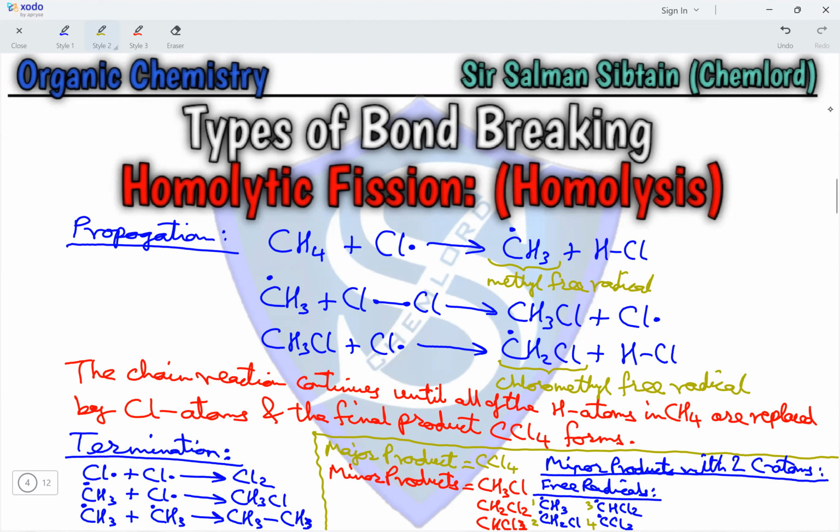Now, since we are going to make a lot of other minor products, instead of writing the product completely, I'm going to put them together in the form of the numbers that have been labeled to these radicals. So one of the products will be 1 and 1. 1 and 1 would mean both of them are methyl free radicals. We can have 1, 2, we can have 1, 3, and we can have 1, 4. These are the four possible products with two carbon atoms present. Then we can have 2, 2, 2, 3, and 2, 4.